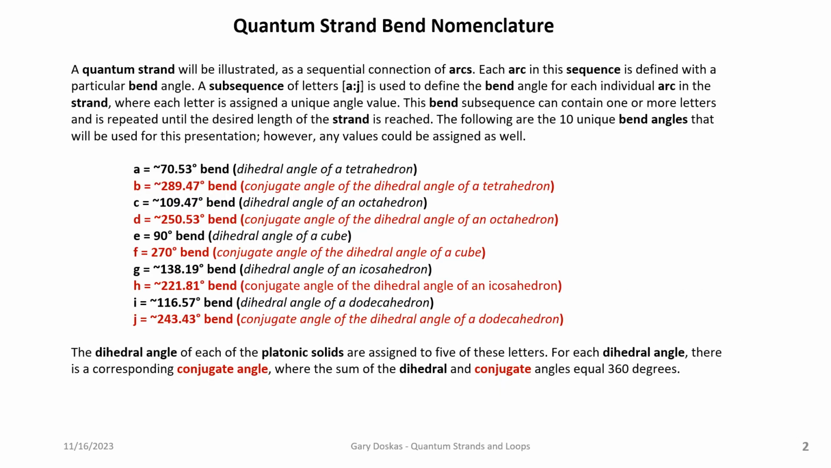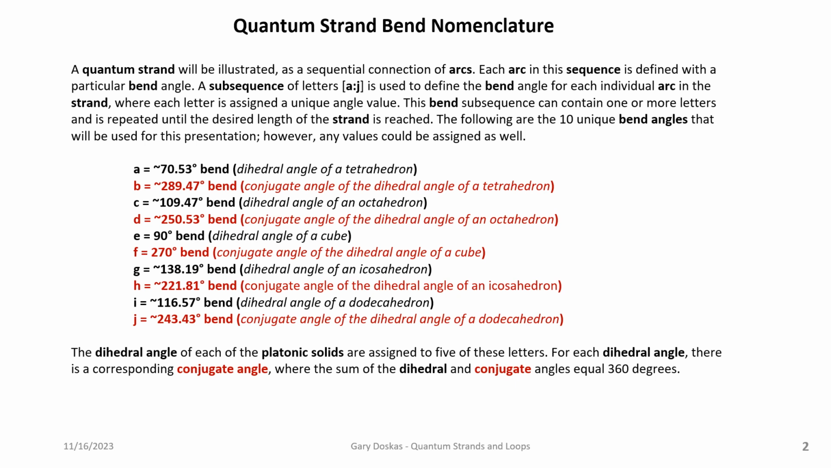A quantum strand will be illustrated as a sequential connection of arcs. Each arc in this sequence is defined with a particular bend angle. A subsequence of letters, A through J, is used to define the bend angle for each individual arc in the strand, where each letter is assigned a unique angular value seen below.